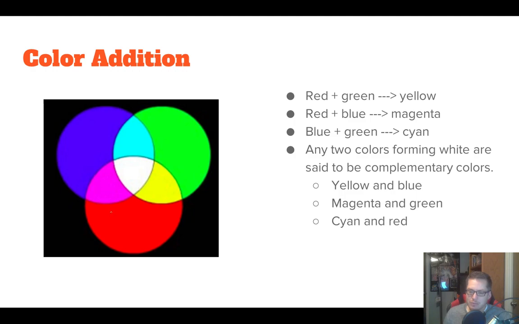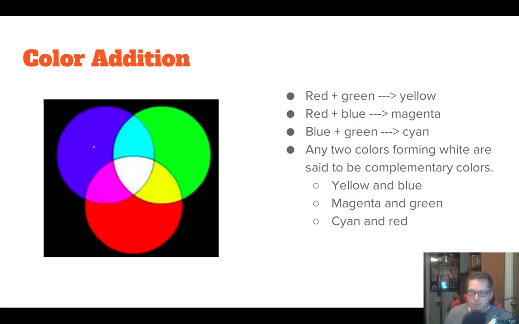And then if red and blue mix here, we get magenta. All right, if we mix any of these two that are across from one another, then we'll always get white light. And so that's how we define what the complementary colors are.